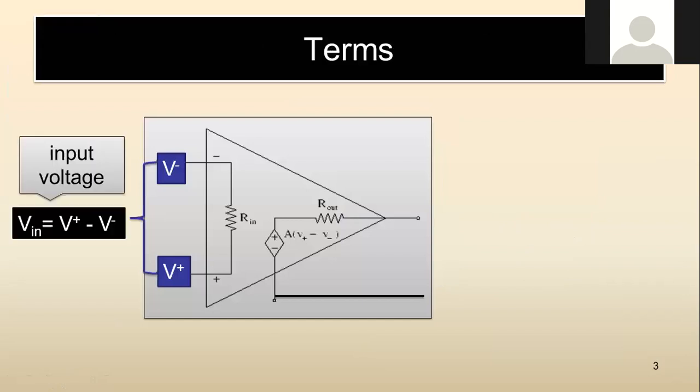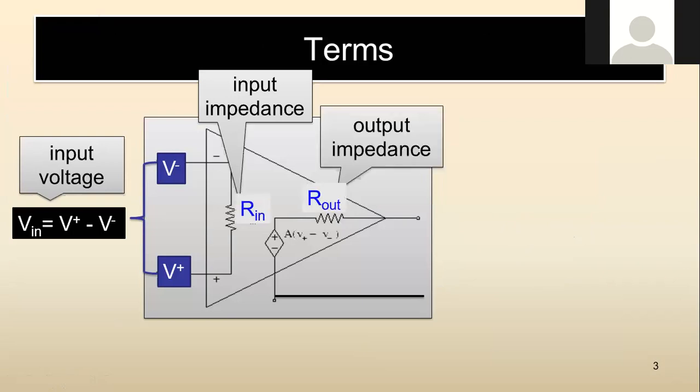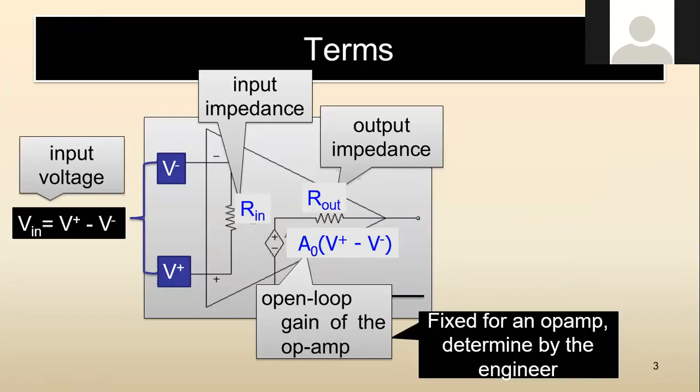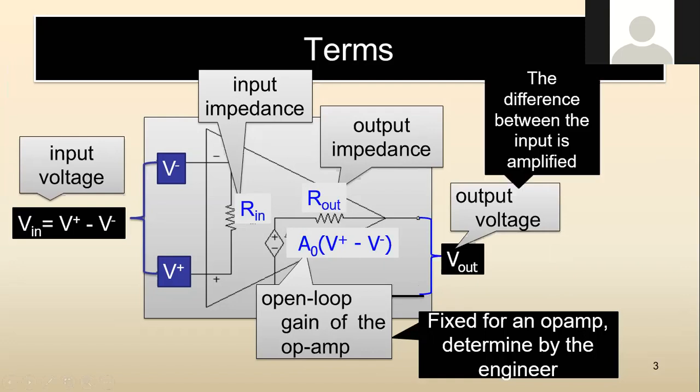V plus minus V minus is the input, and there is the input impedance or resistance. That's the output impedance, or output resistance. And then our open loop gain, A0. It's fixed by the engineer. And we take the output from the earth line, the 0 volt line. That's the output voltage, V out, and it equals that. So basically, it's the difference between the inputs, and then you just amplify it.